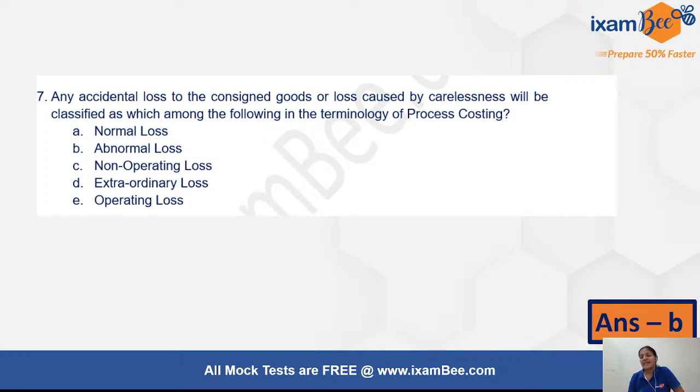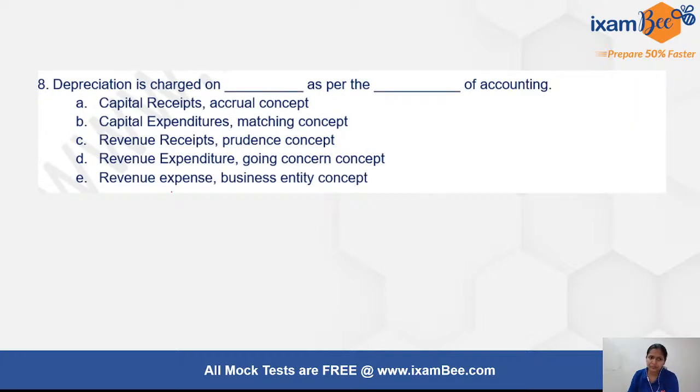Say for example, if there is a theft, okay, or there is a fire in the building because of which loss has happened, or there's an earthquake or a calamity that happens because of which losses take place. So anything that is not happening as a normal wear and tear, or as a part of the production loss that is happening, that is termed as abnormal loss.